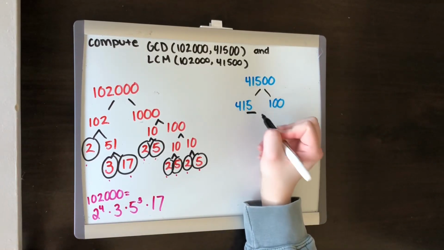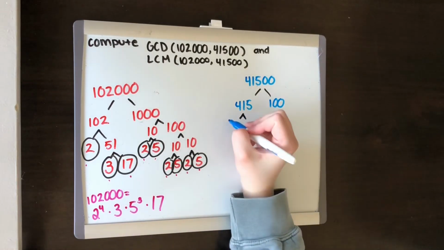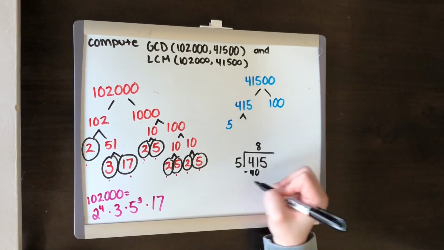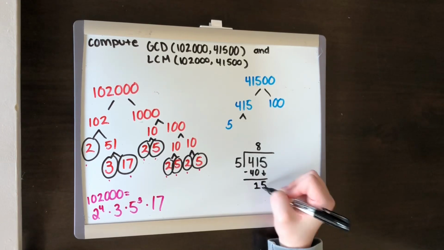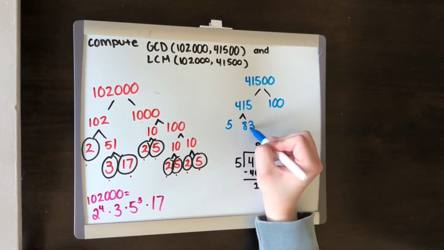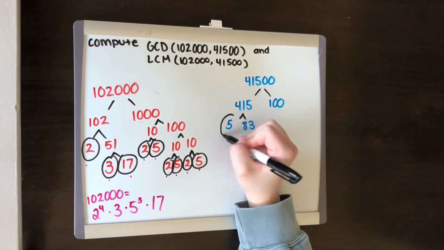On this side, again, we can use our divisibility rules to identify that this number is divisible by 5. We can use our long division skills here also. And utilize our prime number sieve.